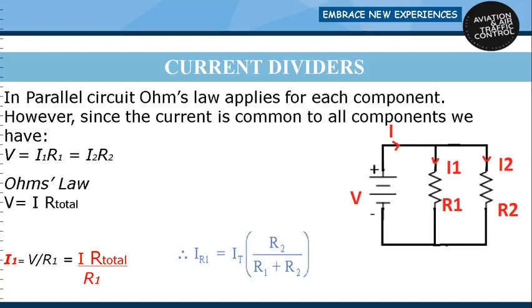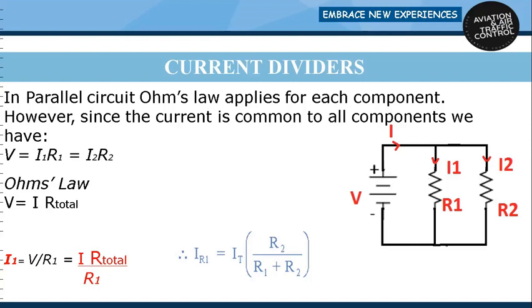Applying Ohm's law, the voltage source V is equal to I times the total resistance. So if we want to calculate the current in resistance R1, which is I1, it is equal to V divided by R1. And we know that voltage is equal to total current multiplied by total resistance. So we simply write I multiplied by R total and divided by R1. So we get I1 is equal to the total current, IT, multiplied by R2 divided by R1 plus R2.